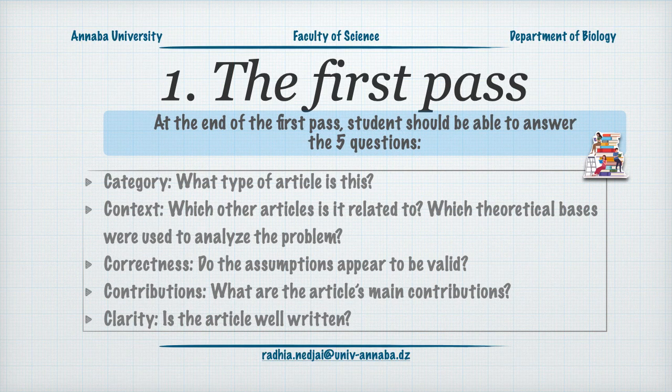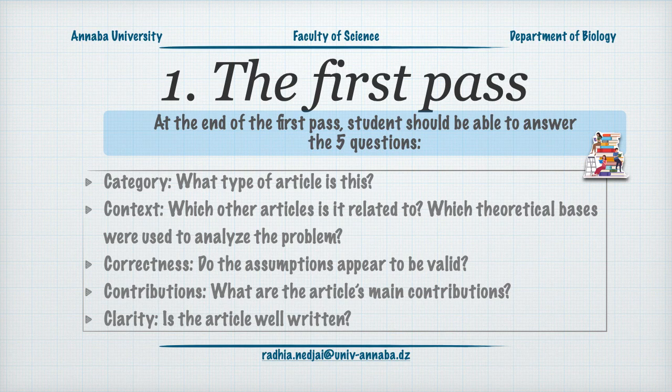At the end of this pass, students should be able to answer 5 questions, which are: first, what type of article is this? Second, which other article is it related to, or which theoretical bases were used to analyze the problem? Third, do the assumptions appear to be valid? Fourth, what are the article's main contributions? Fifth, is the article well written?